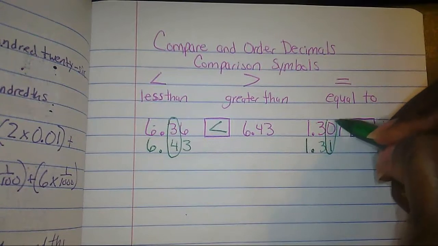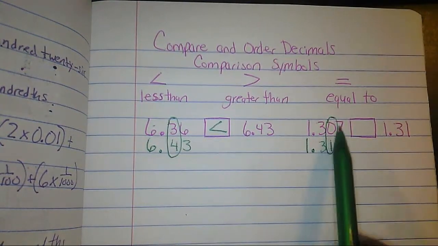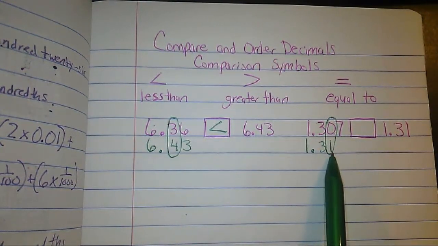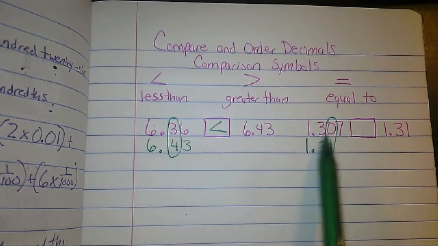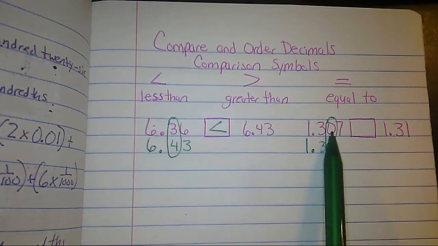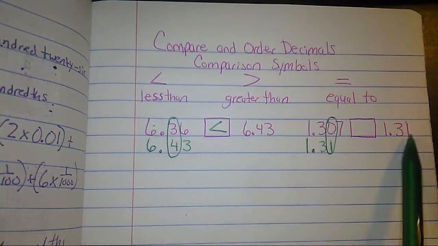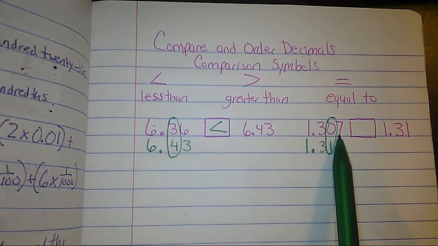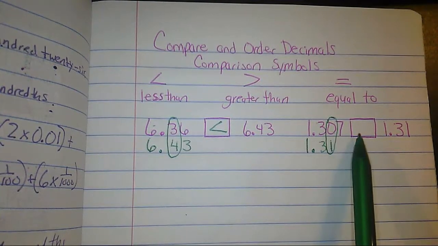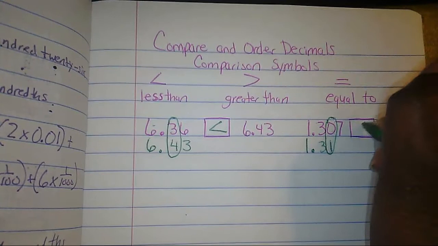So I'm going to circle these numbers in the hundredths place. I see a 0 and I see a 1. I can see that this 1 is larger than this 0. So this is going to let me know that this is the decimal that's smaller than this decimal, 1 and 31 hundredths. 1 and 307 thousandths is less than 1 and 31 hundredths.